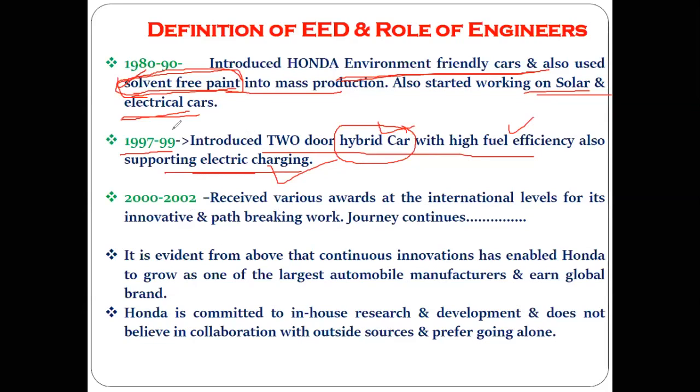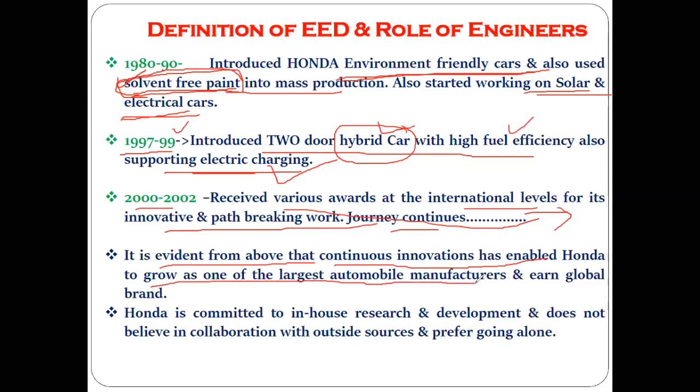Yes, sir. So they did it in the period of 1997-99 only, and in the 2000 and 2002 period, they got various international level awards for their research and their innovation. And now you can see the journey of Honda still continues. Okay. Now from all this journey, it is very evident from above that continuous innovation has enabled Honda to grow as one of the largest automobile manufacturers in the world, and it has now become a global brand.